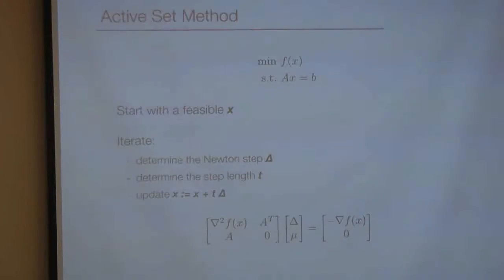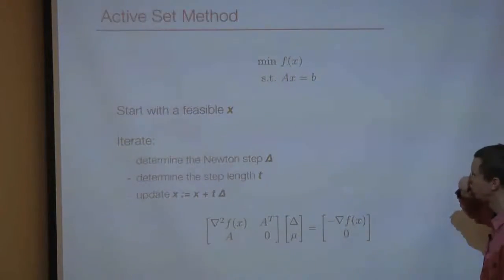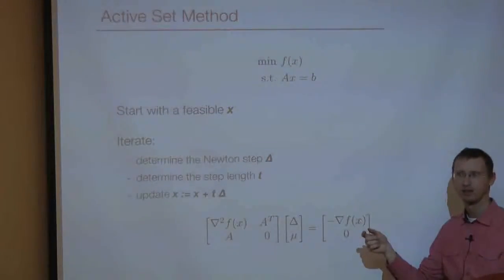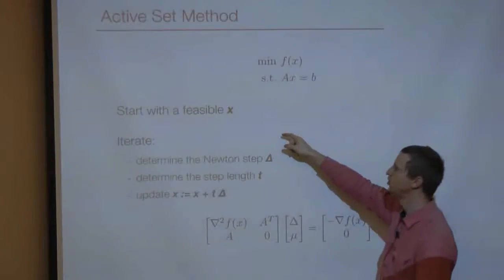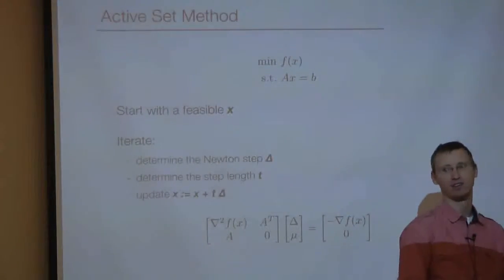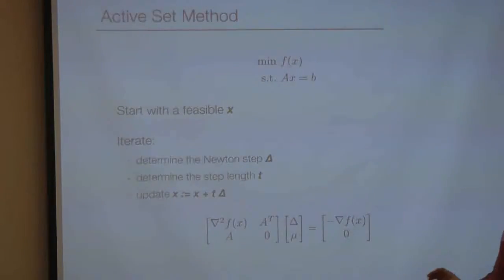So this slide here is just to remind us how the feasible start Newton method for equality constraint optimization problems works. It is a feasible start optimization method. That's why we are assuming that we have some initial point which satisfies constraints. Okay, so let's assume that x is feasible, and then we just perform a bunch of iterations.